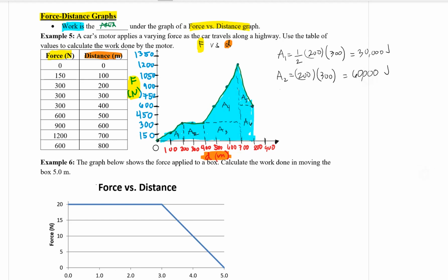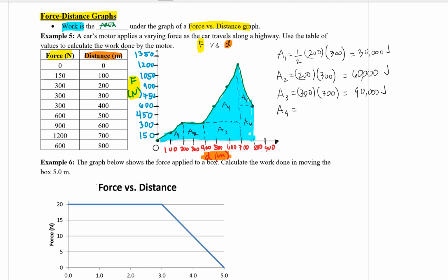The third partition is again a rectangle. So the base is 1, 2, 3. That's 300. And then the height is 300. So that gives me 90,000 joules.